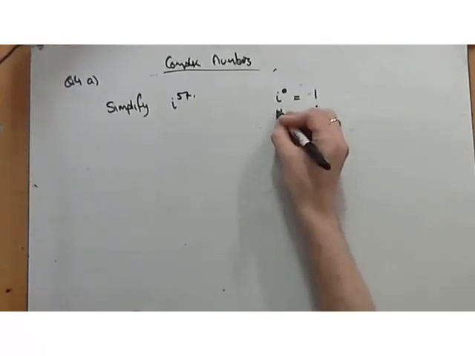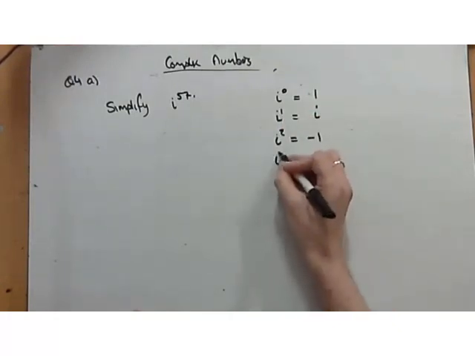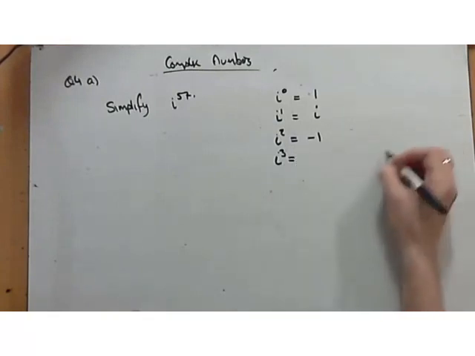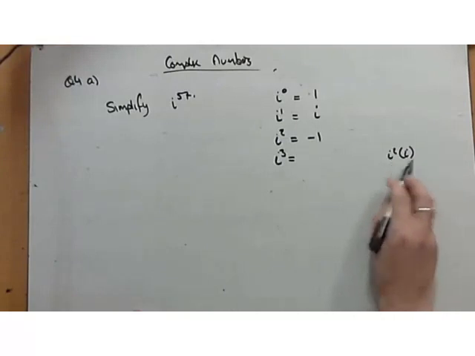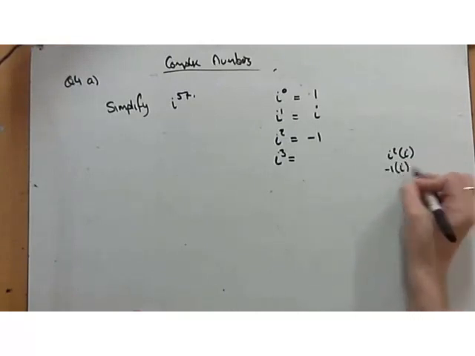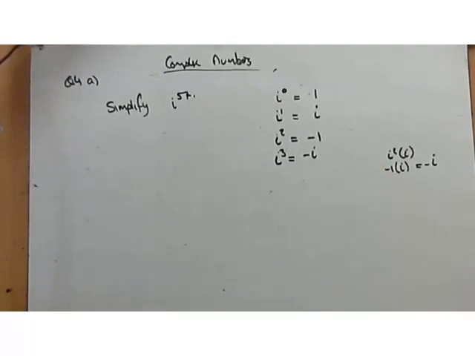i squared is defined to be minus 1, and i cubed is i squared times i. That's minus 1 times i, which is minus i. So that's what we get.